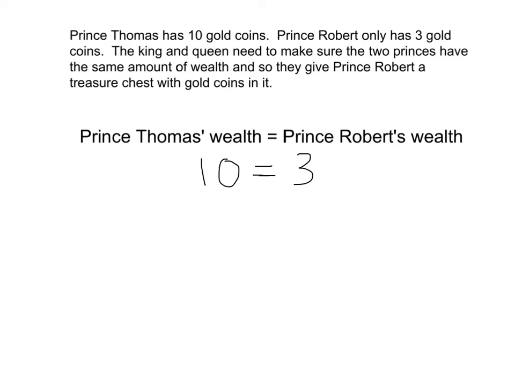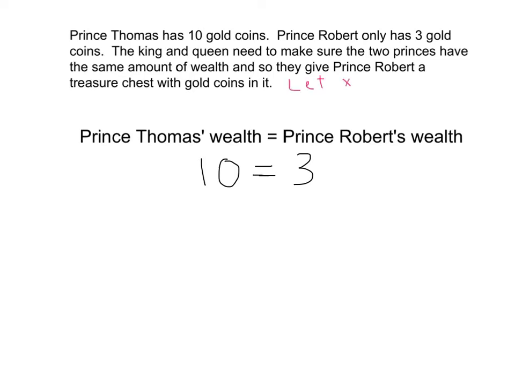Right? And we'll say that we're never going to open this treasure chest. And we'll say Prince Thomas and Prince Robert, they don't know how much gold is in it. You may know how much gold is in the treasure chest, but for the sake of the story, we'll say that Prince Thomas and Prince Robert don't know exactly how much money is in it. So let's use a variable here. So we can say, let's call it x.